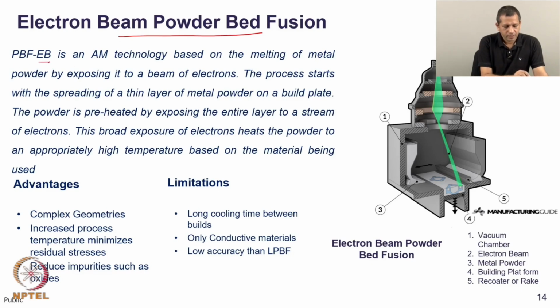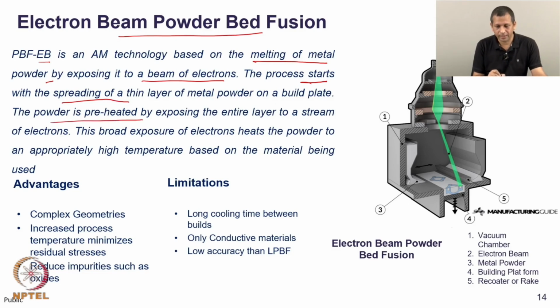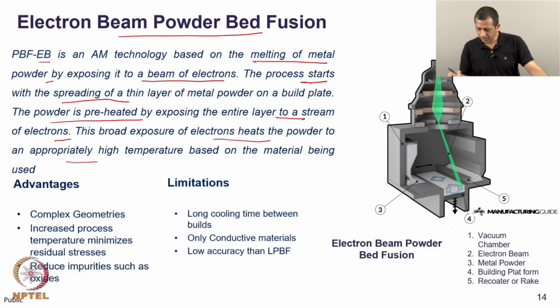In PBF-EB, which is powder bed fusion based on electron beam, the melting of metal powder is done by exposing it to a beam of electrons. Before we start printing, a thin layer of powder is spread and it is preheated by exposing the entire layer to a stream of electrons. This broad exposure of electrons heats the powder to an appropriately high temperature, so that higher temperatures can be achieved overall. A schematic of this process is shown on the bottom right.